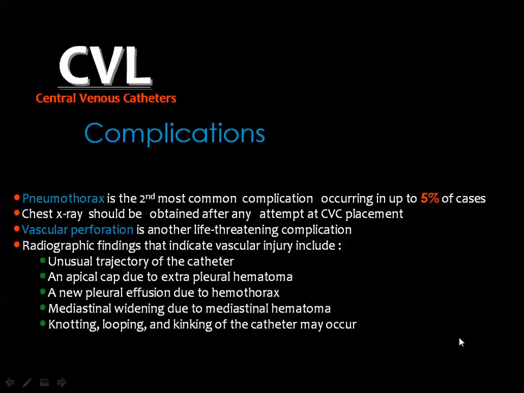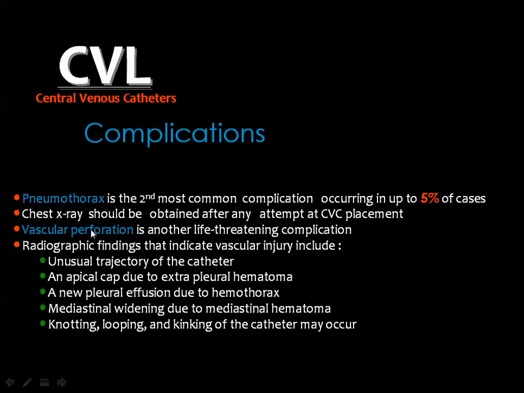Then also one of the frequent complications is the pneumothorax, and many times you may injure by the tip of the needle the apex of the lung, resulting in pneumothorax, which is occurring in about 5% of the cases. And this is one of the important guidelines: to have a chest X-ray after any attempt to introduce the central venous line, whether this attempt is successful or not.